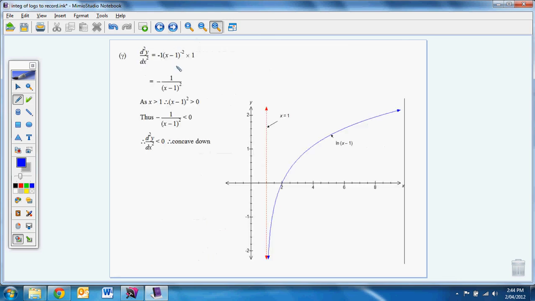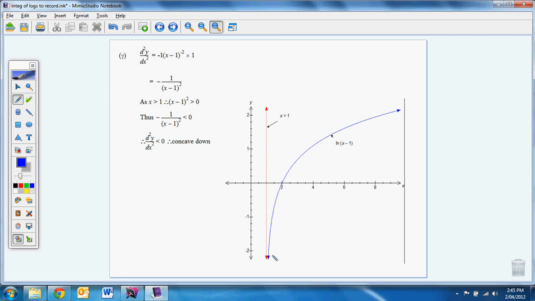Our second derivative, if we do the second derivative there, I'm just going to use the chain rule on that one. So bring the power down, subtract 1 from the power and multiply by the derivative of what's inside the bracket. Gives us minus 1 over x minus 1 all squared. So again, x is going to be greater than 1, and it doesn't matter really, it's going to be squared there. That's going to be positive, that's positive, and you've got a negative out the front. So it's going to be concave down the whole way, because the second derivative can't be anything but negative.